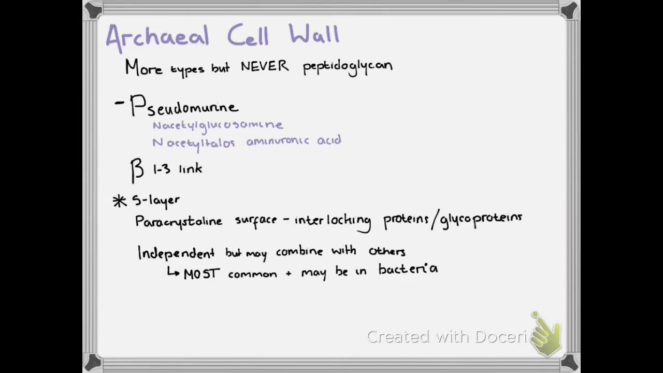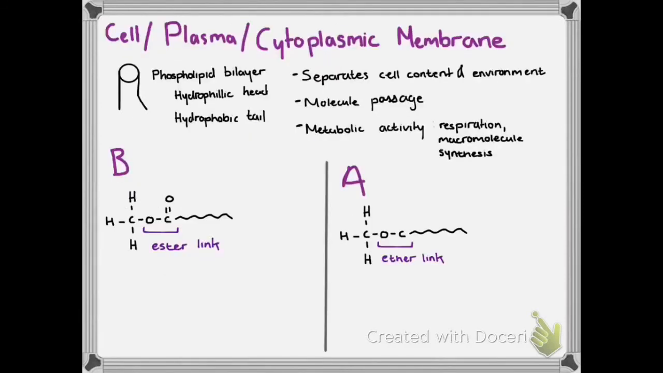Your most common type is something called S layers, which are a paracrystalline surface of interlocking proteins and glycoproteins. Now these can be things that make up the cell walls themselves, or they can be cell walls of S layers and something else.